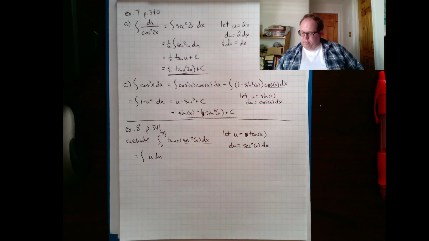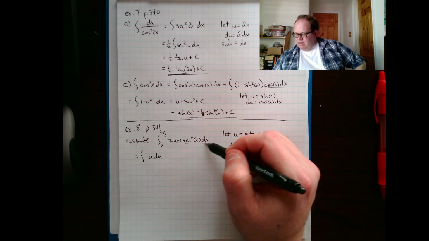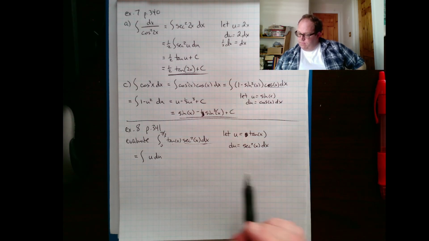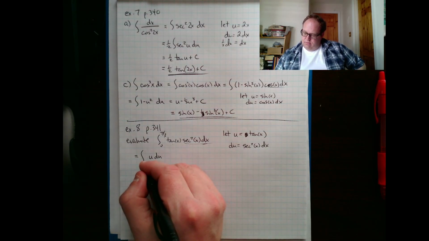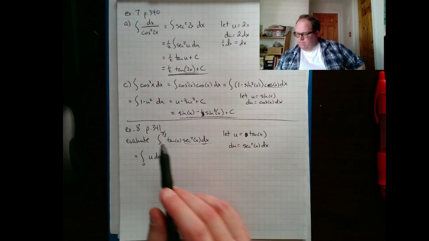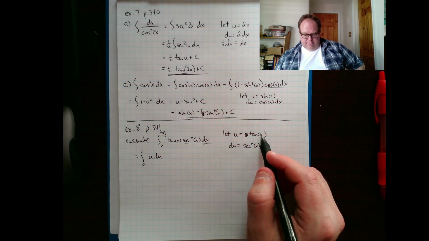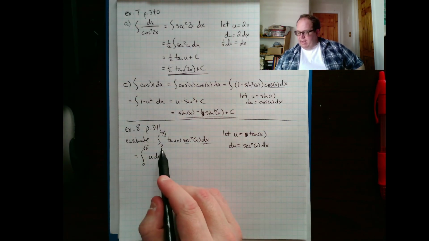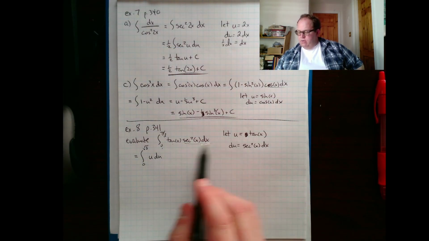the integral of u du. But it's important to note here, these limits of integration are based on the variable x, not on the variable u. So if my x value is 0, that means u equals tan 0, which is also going to be 0. But if my x value is pi over 3, the tangent of pi over 3 is equal to root 3. So that becomes my new upper limit of integration. When x is 0, u is 0. When x is pi over 3, u is root 3.